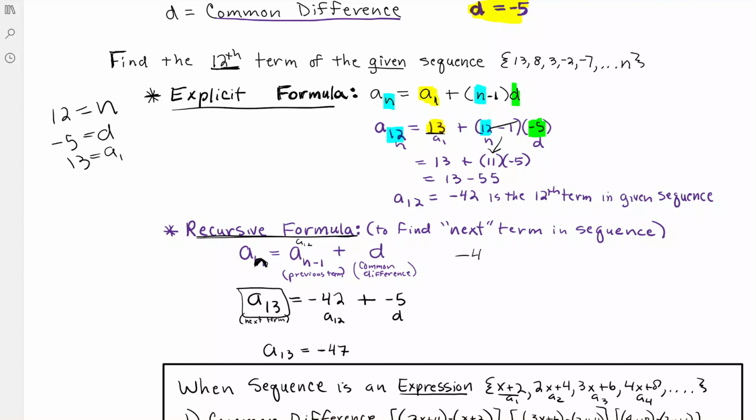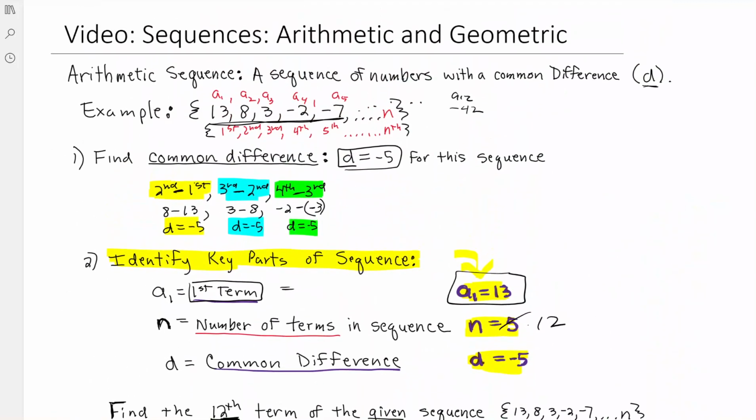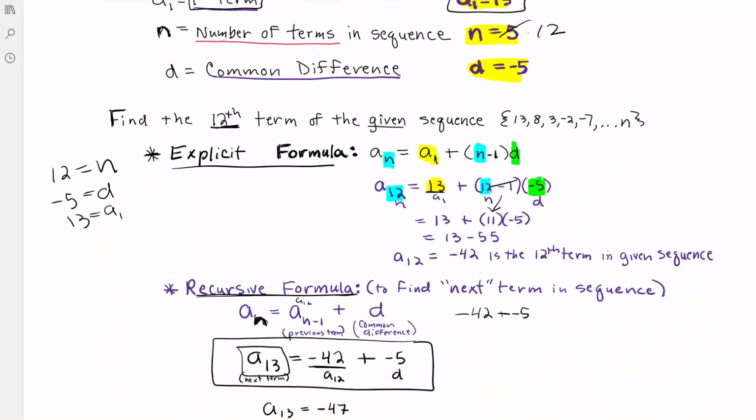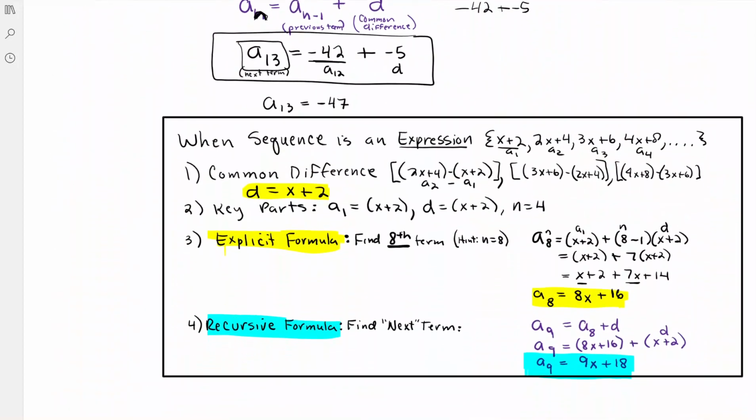So -42 was the 12th term. We're going to add the common difference, which is what we did right here. To find the 13th term, you take the 12th term, -42, plus the common difference, which in this case is -5. So the 13th term in that sequence would have been -47. All right, we're under 4 minutes.